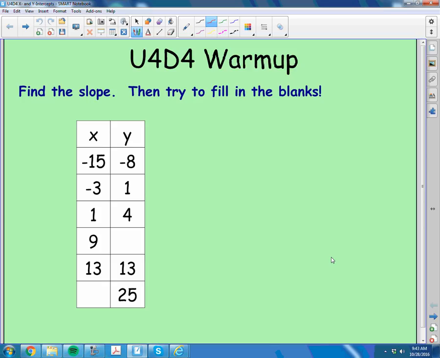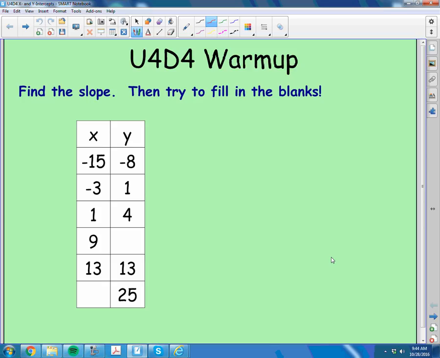This is where we're wading into the Unit 4 water at this point. It's like trying to find the slope and fill in the blanks. Guys, your first goal always is to find the slope. Whether it's an equation, a graph, a table, or ordered pairs, no matter what, your first job is always to find the slope. The slope will lead you everywhere else you need to go.